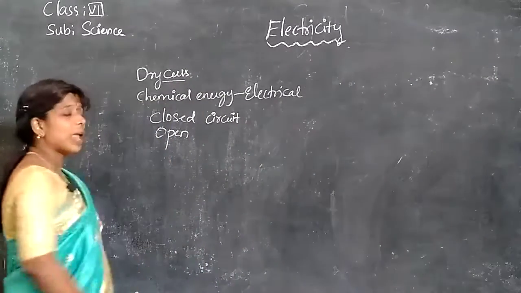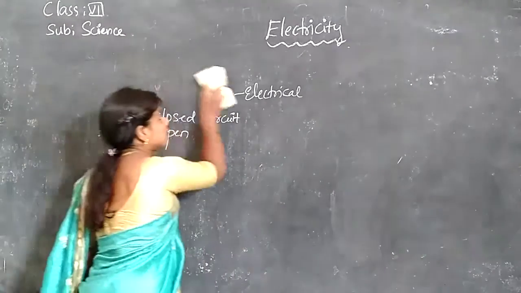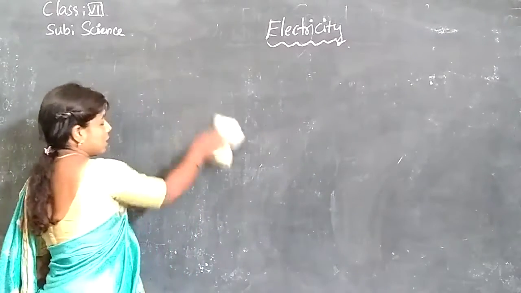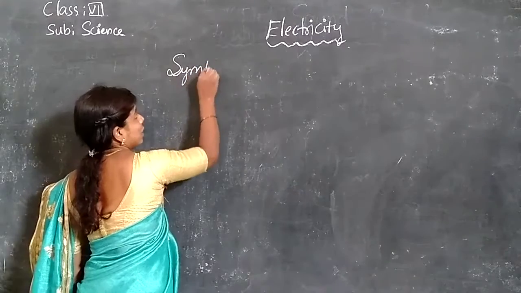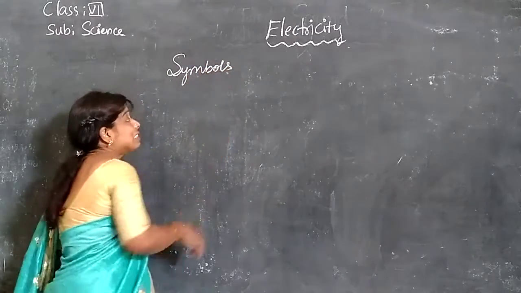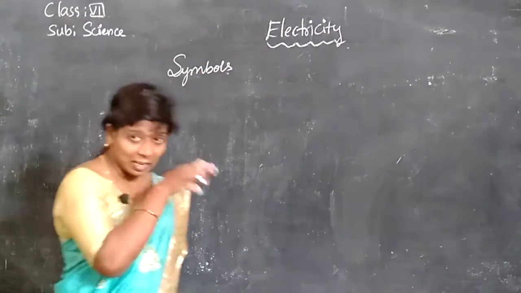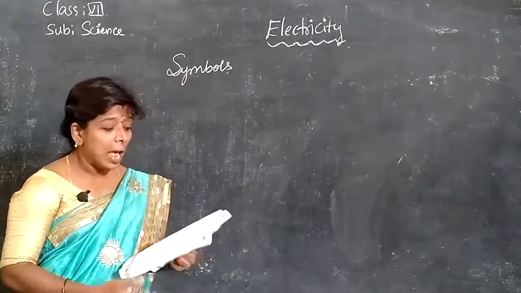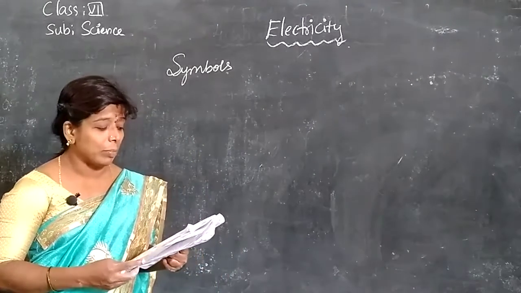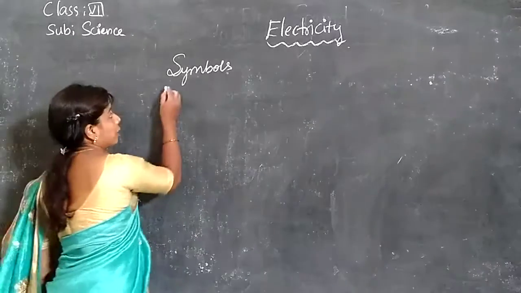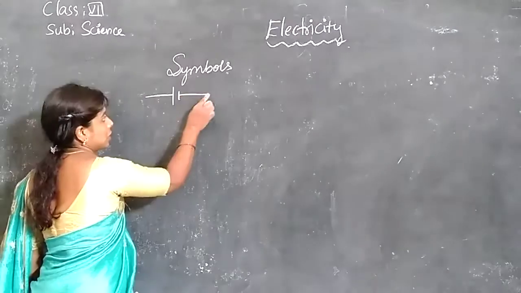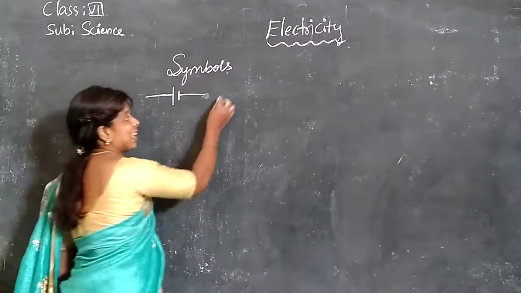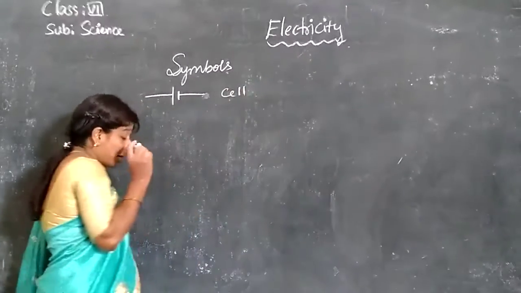Okay? And now today we are going to see some devices and symbols. What are the symbols we are going to see? The symbols which are used in our electricity, the electric symbols. See this one. This we will say is a cell. Observe the difference.